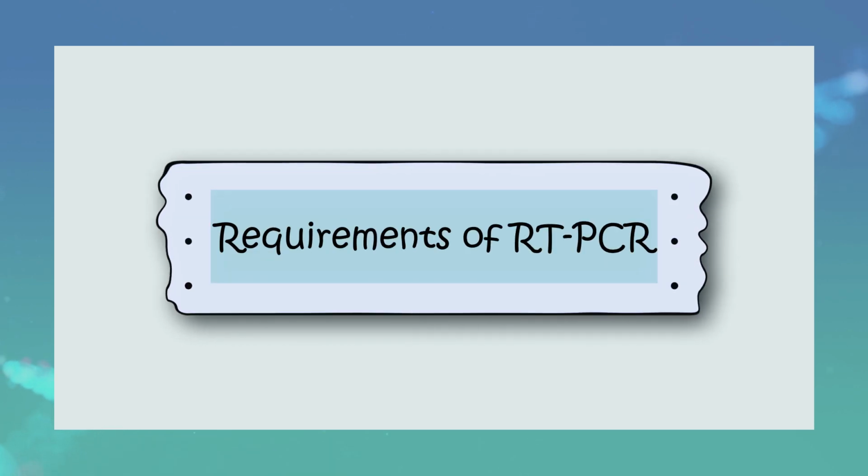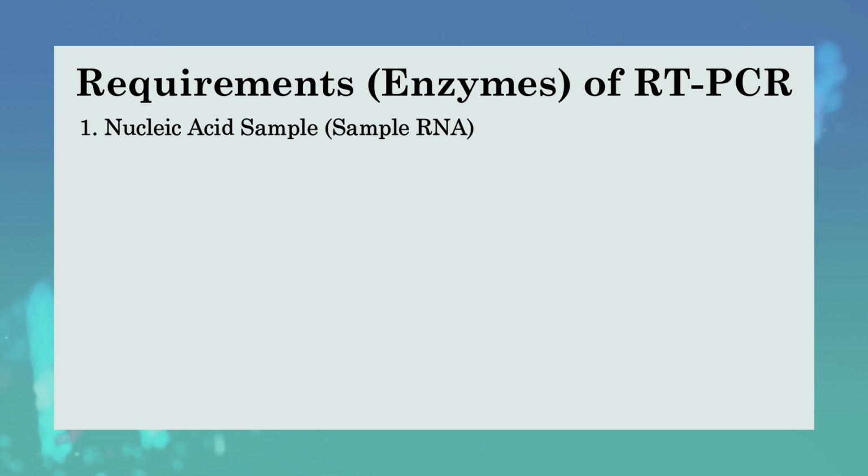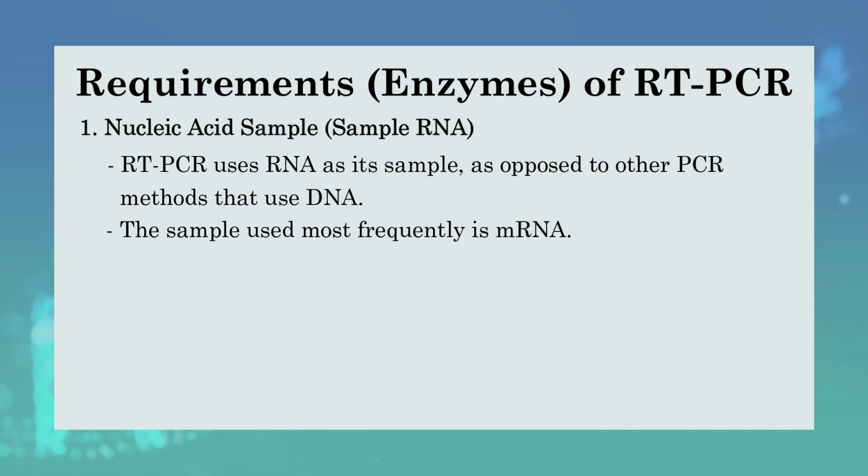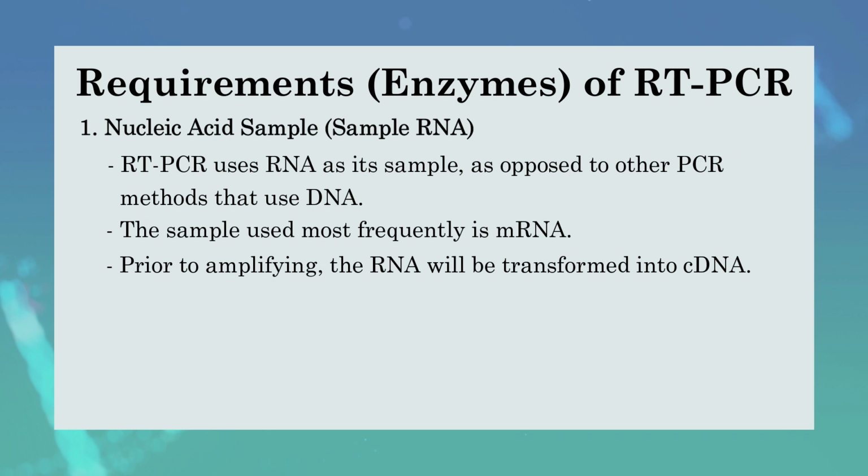Let's see the requirements, enzymes of RT-PCR. Number 1 comes the nucleic acid sample, which is the sample RNA. RT-PCR uses RNA as its sample as opposed to other PCR methods that use DNA. The sample used most frequently is messenger RNA. Prior to amplifying, the RNA will be transformed into cDNA.